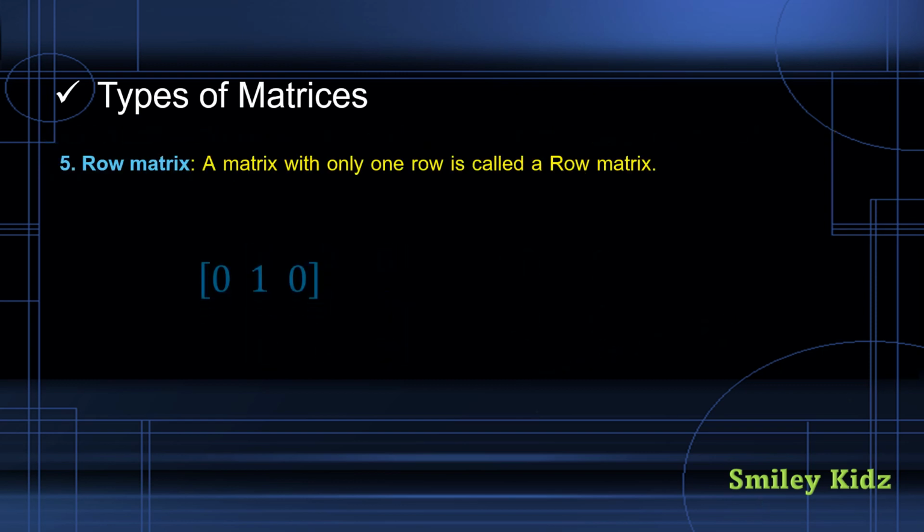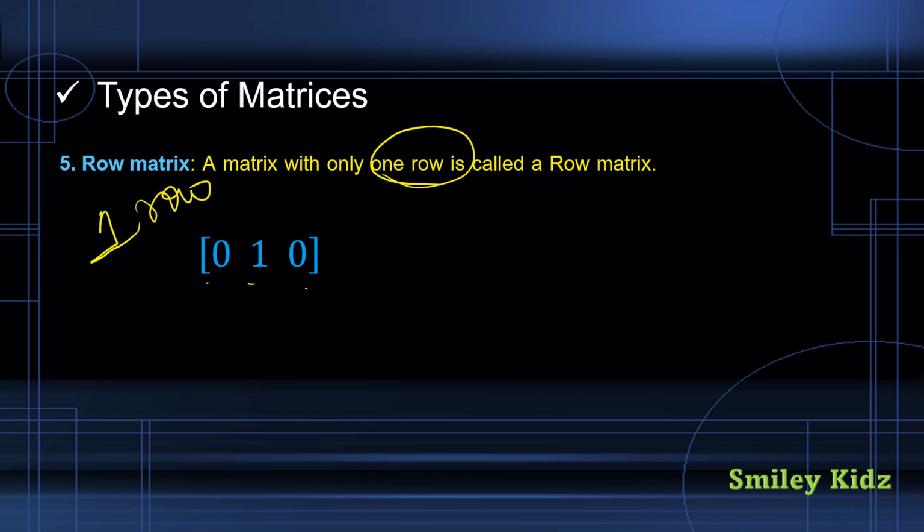Moving ahead, we have a row matrix. A row matrix is such a matrix which has only one row. As simple as that. Here we have an example, 0, 1, 0. It has only one row. And again, we have 4, minus 4, and 6. This too has only one row. So all of these matrices are known as row matrices.